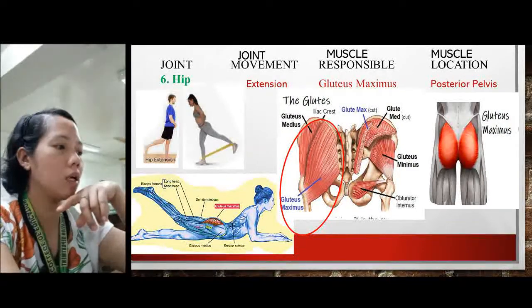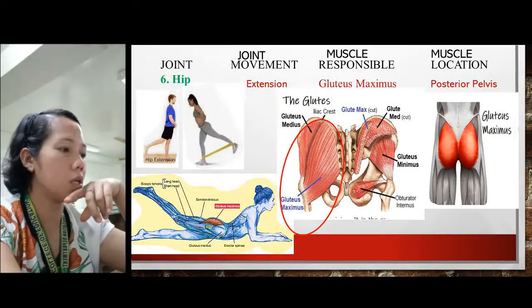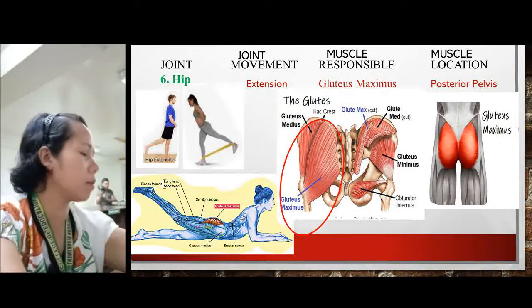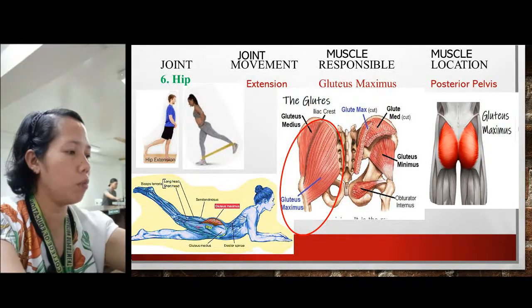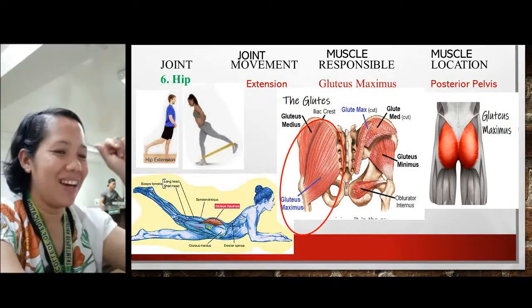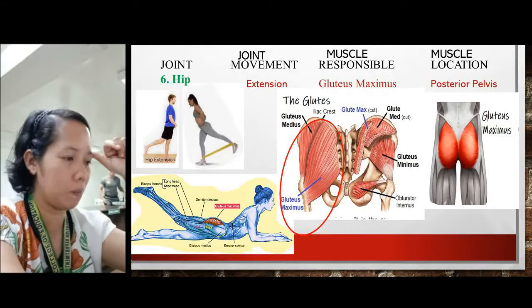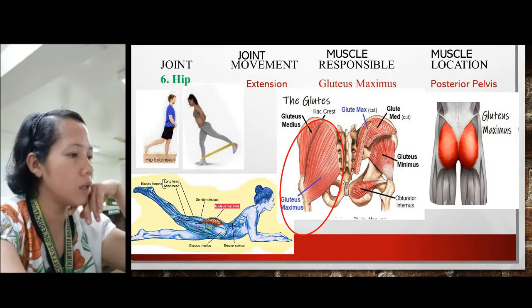The muscle responsible is the gluteus maximus, and the muscle location is on your posterior part. Okay? In Bisaya, that's your buttocks, at the back. Here, now you can see the different extension movement, hip extension movement. So that we can see clearly where the gluteus maximus is.